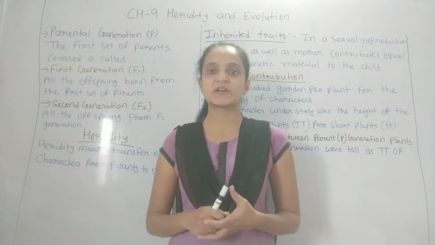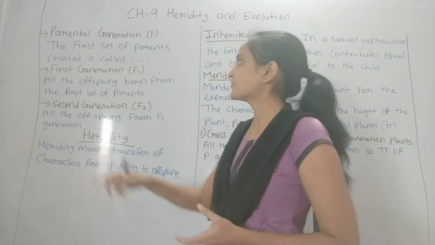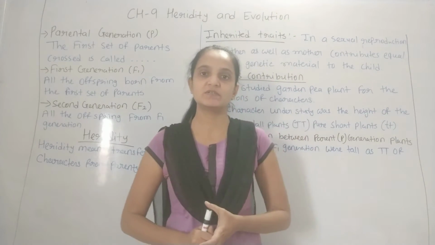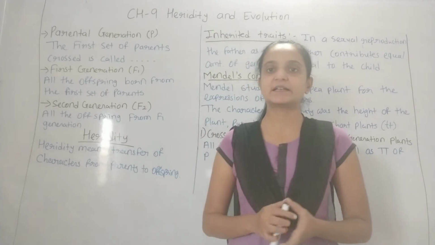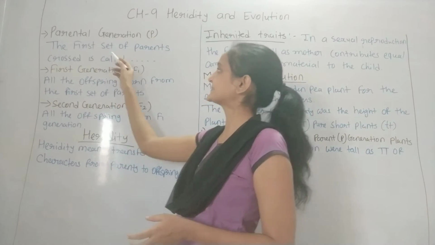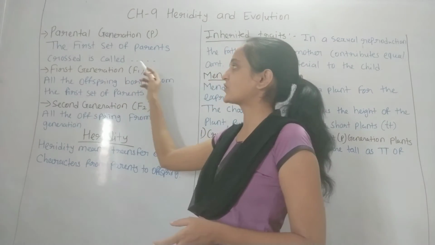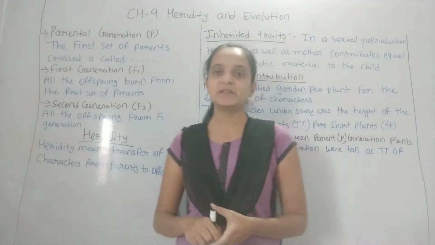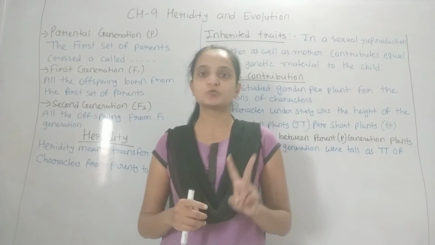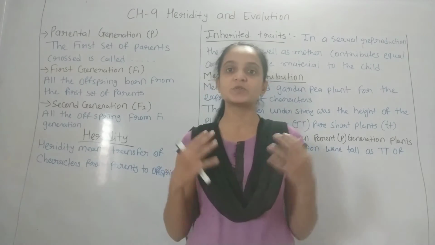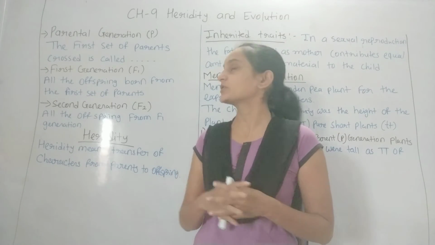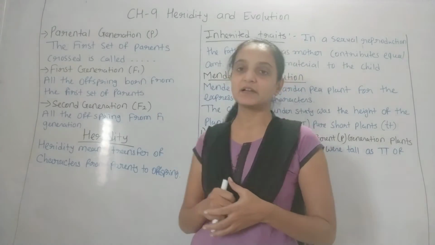So first of all, let's start with the basic terminology. First is parental generation, which is indicated by capital P. So what is the meaning of that? The first set of parents crossed is called parental generation. It means, suppose we take the example of a plant, then suppose there are two species of plant which are going to be crossed for reproduction, right? Then that is called F1 generation, but the crossed ones are called parental generation.